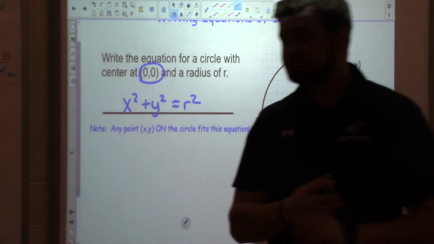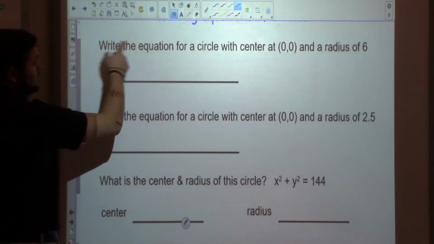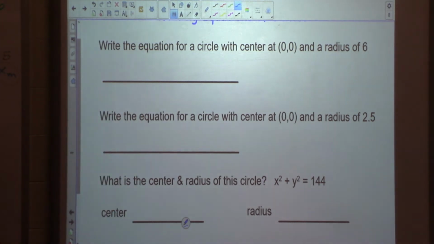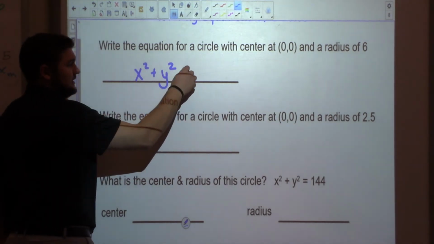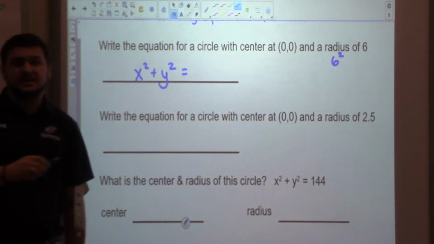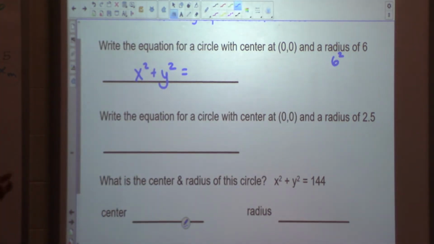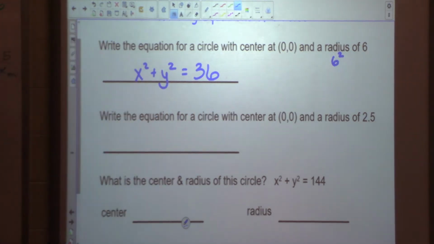Alright? So let's try another one. Equation for a circle centered at 0, 0 and a radius of 6. Well, 0, 0 tells us it's going to be x squared plus y squared equals my radius squared. In other words, 6 squared, 36. So it equals 36. That's my equation. The equation for a circle. Right there. All done. It's pretty easy, right?